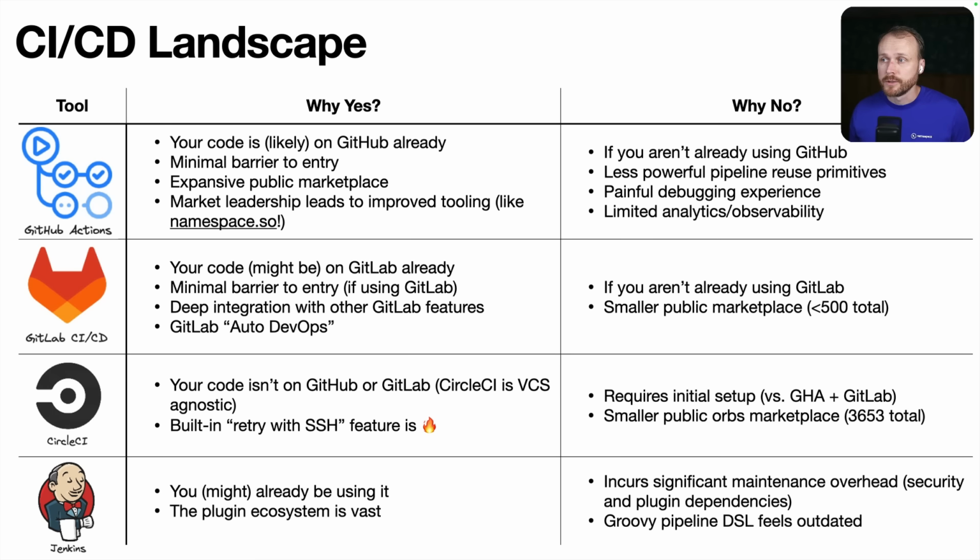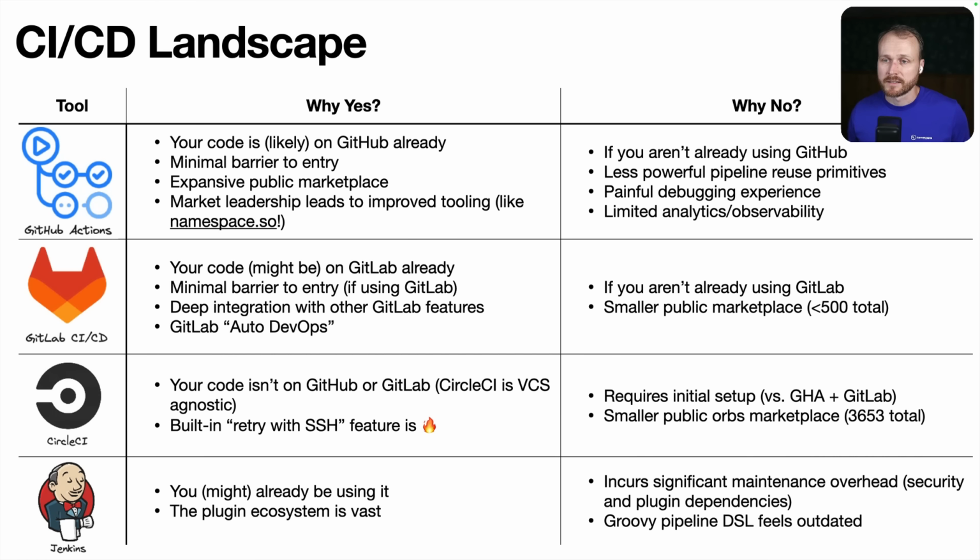We'll look at how to write and debug actions, but out of the box, the debugging experience can be somewhat painful, and also the default observability and analytics for GitHub Actions is quite limited. There are tools to help improve this, and using a provider like Namespace will give you some better observability, but out of the box, it can be quite limited.